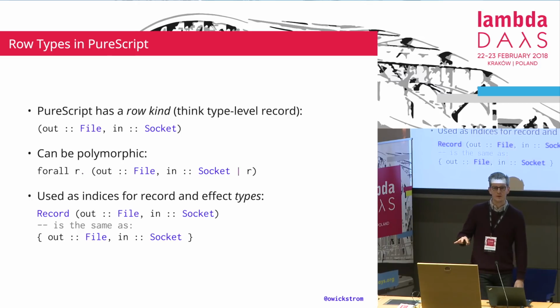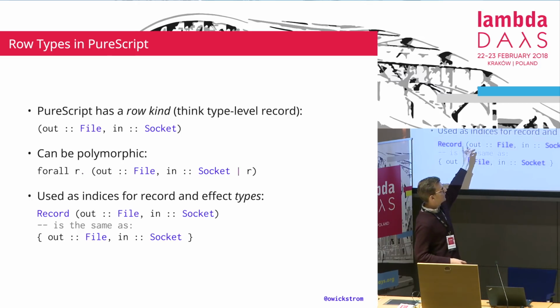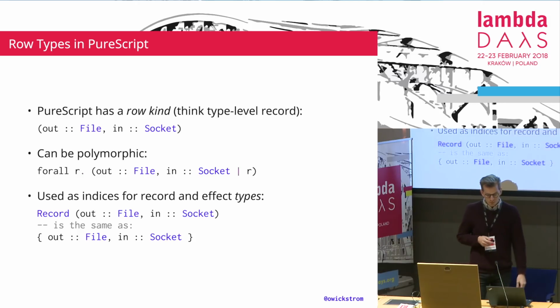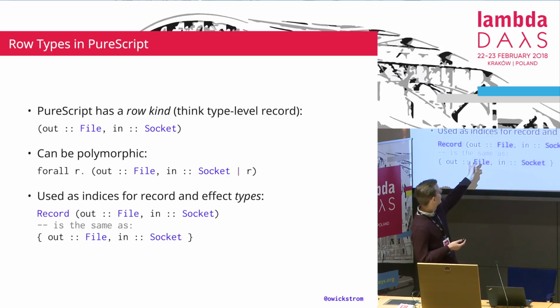These can also be polymorphic. So we can say for all R, like a row type variable, we will have a row that has at least out, file, and in, socket, and possibly other fields. And these are used regularly in PureScript to do records and effect types. So here we construct a record with those two fields, which is just syntactic sugar for the same thing.